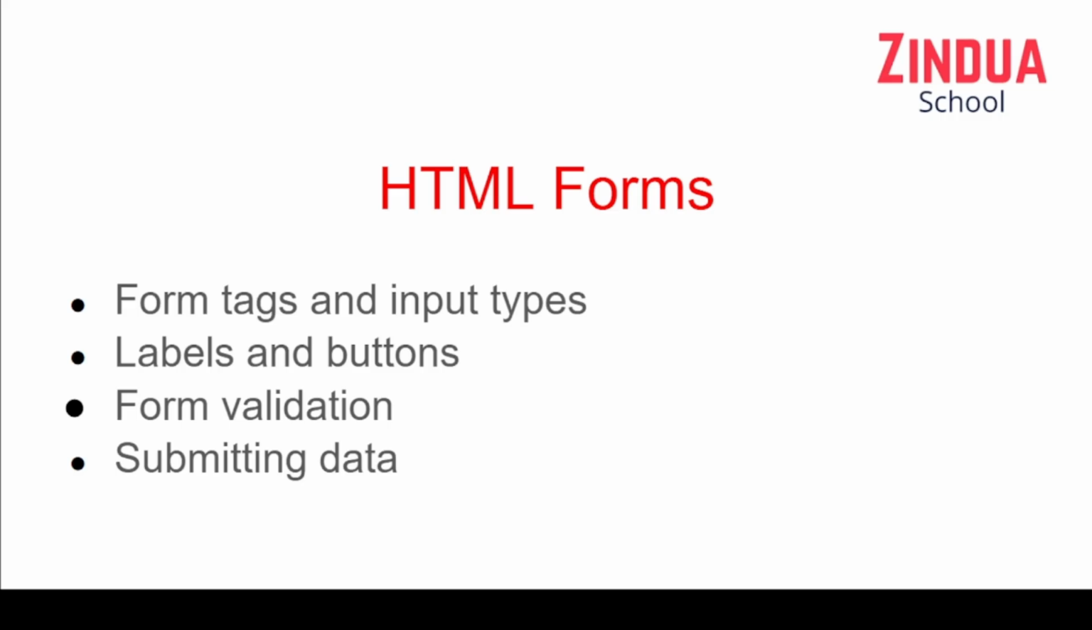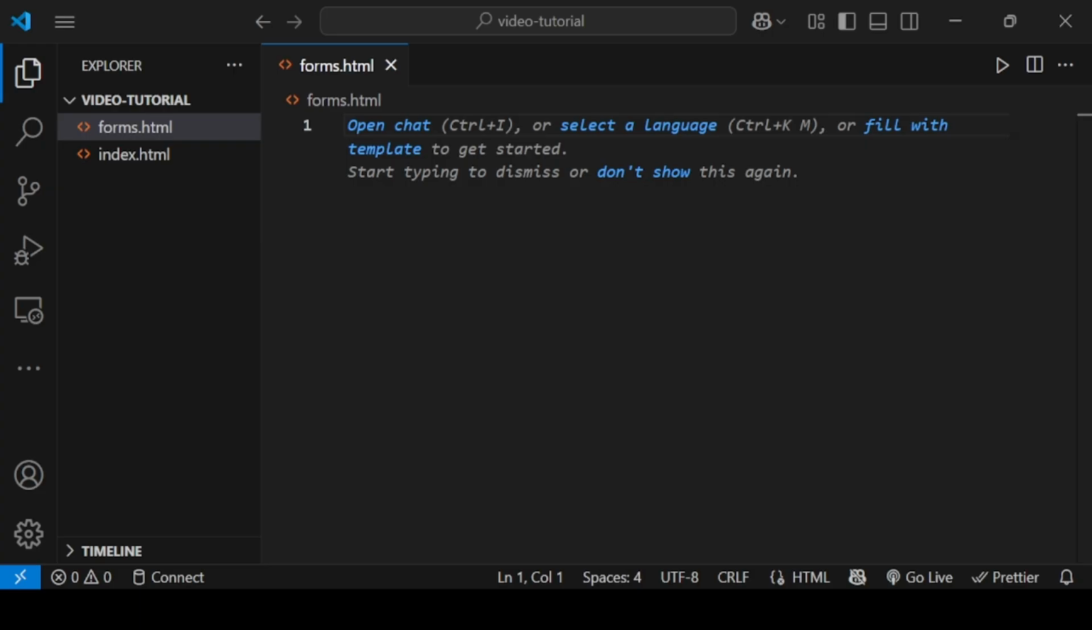In this lesson, we're going to handle form tags and input types. We're going to look at labels and buttons, different types of buttons, those are check buttons. We are also going to look at radio buttons and form validation. We are going to look at how to submit form data. So without much ado, let's dive in and get started.